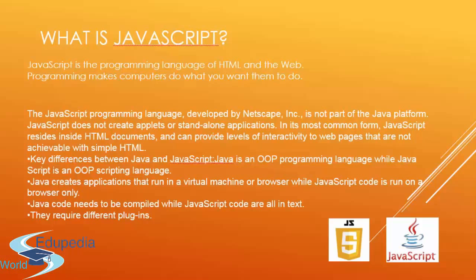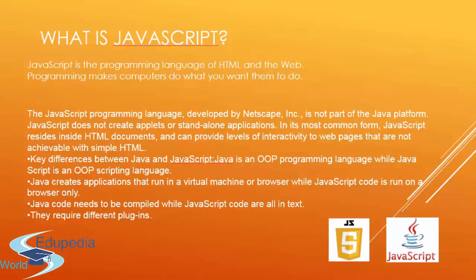JavaScript is the programming language of HTML and the web. Programming makes computers do what you want them to do. The JavaScript programming language developed by Netscape is not part of the Java platform. JavaScript does not create applets or standalone applications. In its most common form, JavaScript resides inside HTML documents and can provide levels of interactivity to web pages that are not achievable with simple HTML.